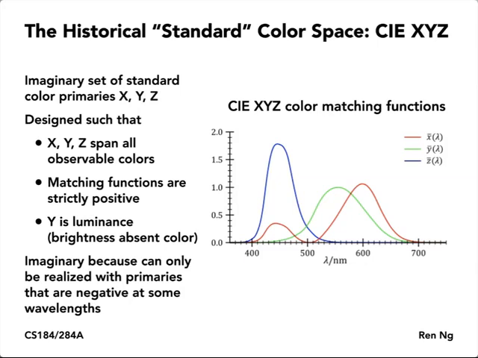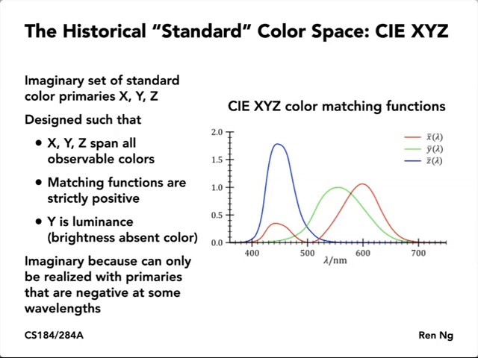And so this had an imaginary set of standard color primaries, capital X, capital Y, capital Z. It was designed so that capital X, Y, Z spanned all observable colors. So capital X, Y, Z can represent the entire horseshoe shape of the human color gamut that we looked at, without a triangle insertion in the middle. It can represent everything, which is a good property. There are some other technical things. The matching functions were all strictly positive, which is because of the human computation methods and constraints they had at the time.